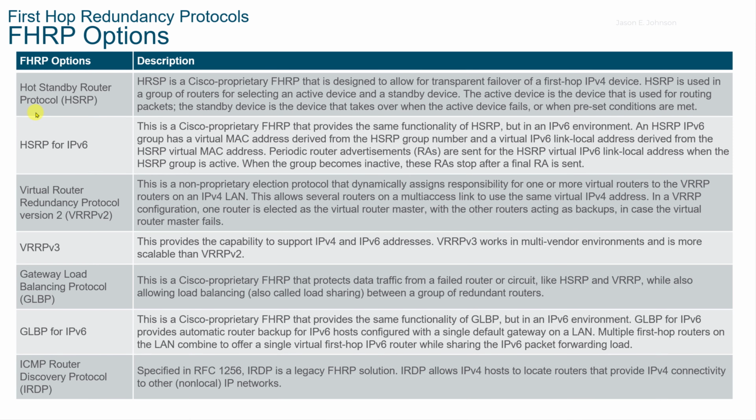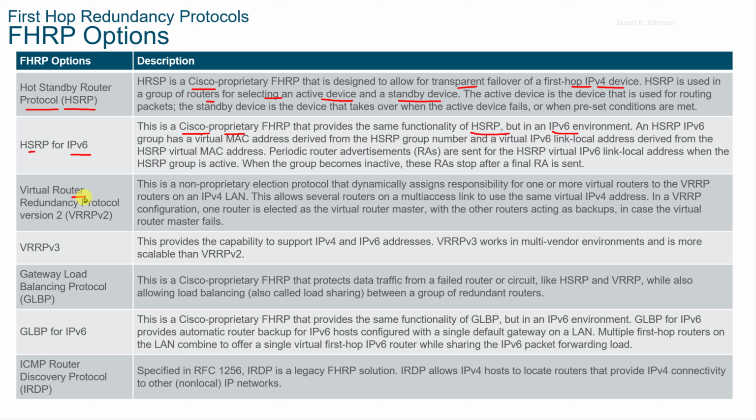Here are some options. You have the Hot Standby Router Protocol, or HSRP. That is a Cisco proprietary protocol. It's designed to allow for transparent failover of the first hop IPv4 device. HSRP is used in a group of routers for selecting an active device and a standby device. Then you have HSRP for IPv6. That's also a Cisco proprietary protocol that provides the same functionality as HSRP, but in the IPv6 environment.